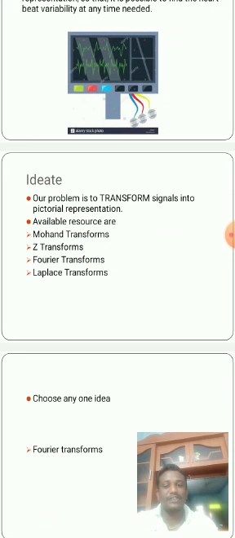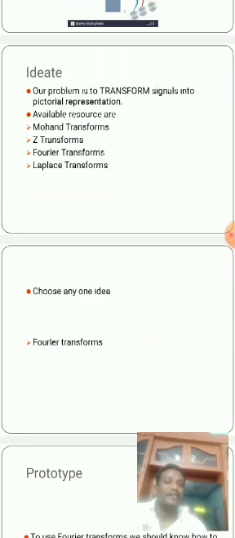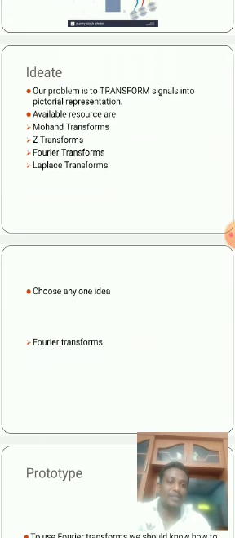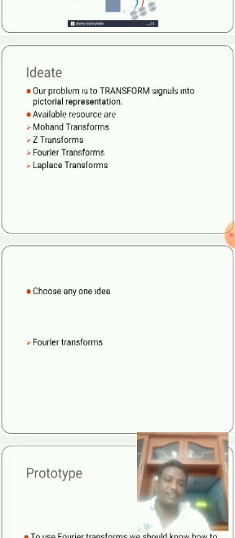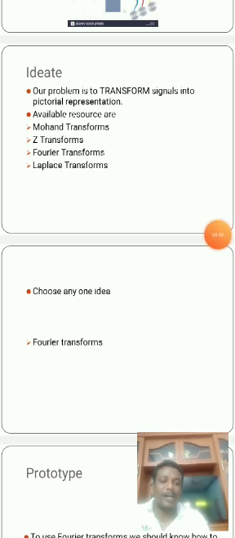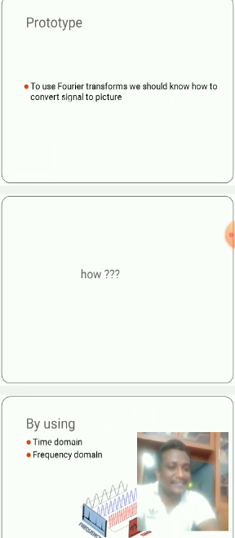Mellin transforms, Z transforms, Fourier transforms, Laplace transforms, and so on. Here, from the various ideas available, we have to find out the one best idea for solving the problem. We go with the Fourier transform. For this, we are going to prepare a prototype. To use Fourier transforms, we should know how to convert a signal to a picture. We have decided our best option is to go with the Fourier transform.